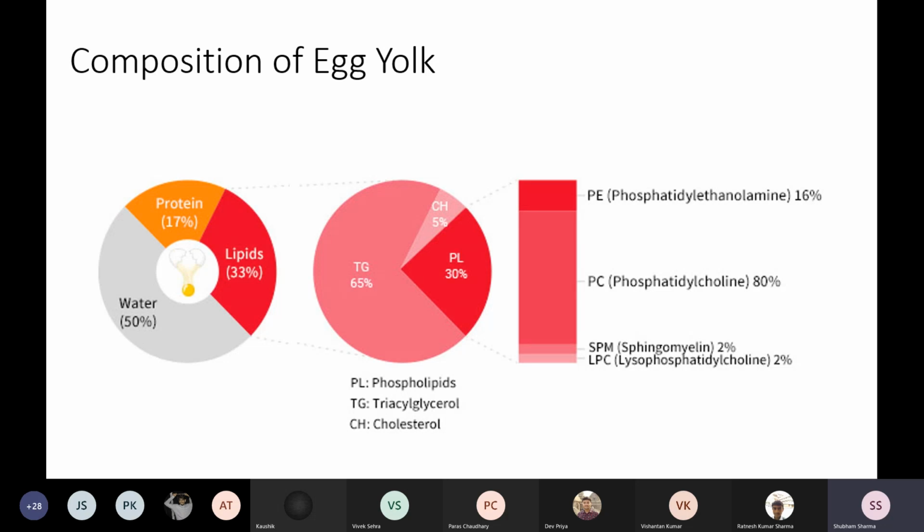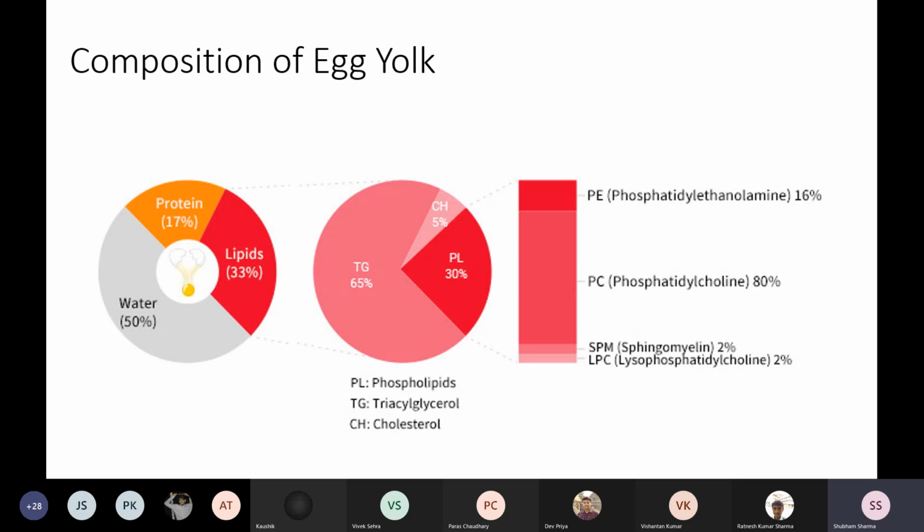Now let's talk about the different types of lipids. There are fatty acids, triglycerols, phospholipids, glycoproteins, and many more. But if we talk about the lipid portion of the egg yolk, then they are of three major categories. The first is triacylglycerols, which is around 65%. These triacylglycerols are triesters of fatty acid and glycerol. Then there is cholesterol. This is a type of steroid. Everybody knows about this. Then there are phospholipids.